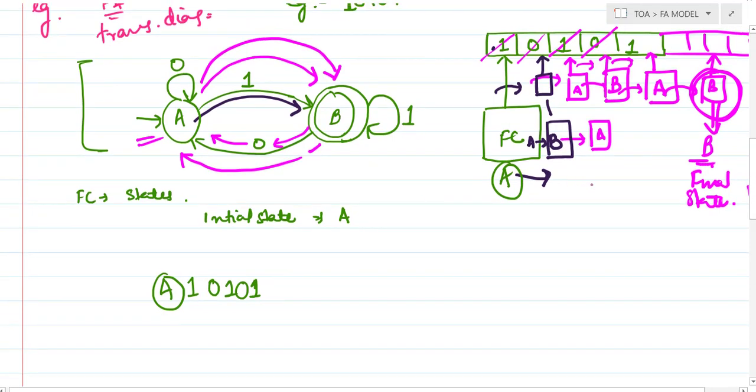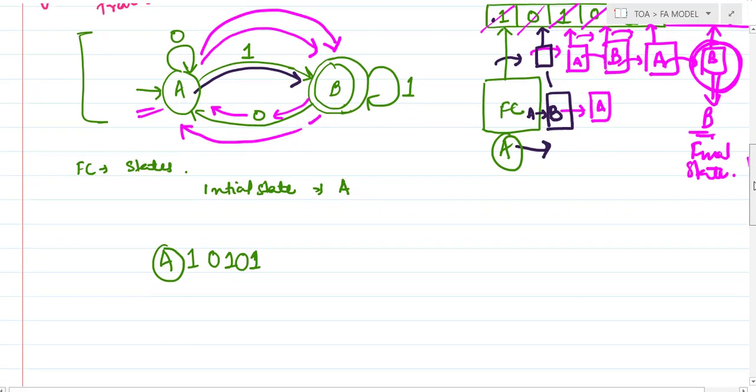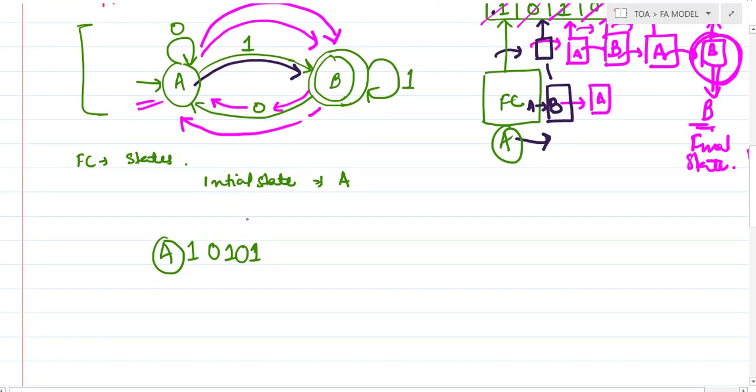See, now let me make you understand one more thing over here, how a string is read. So how does it read a string? For example, I'll show you a method, a cleaner method, rather. We are at A, okay. We'll write down the initial state, and then we'll write down the string that we have to read. 1 0 1 0 1 was the string, right? Here A is the initial state. The finite control is present in it. Okay. Then you have to see that A reads 1.